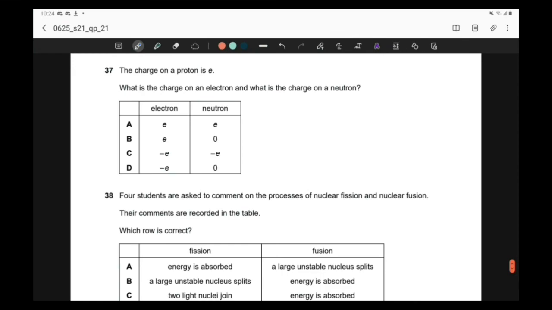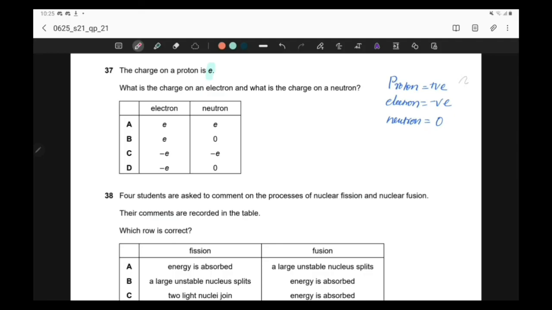Question 37. The charge on a proton is E. What is the charge on an electron and what is the charge on a neutron? So we know that a proton has a positive charge and electron negative, but neutron has no charge.